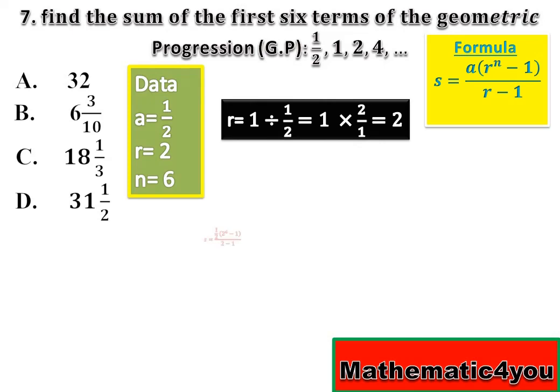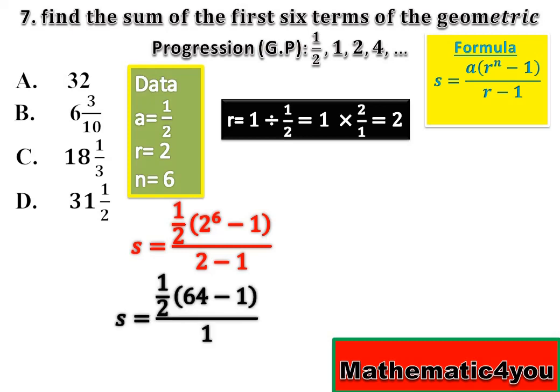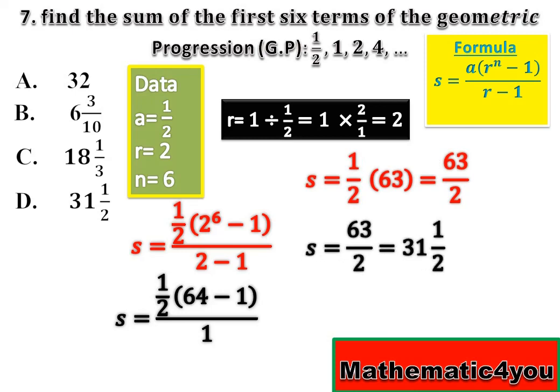The next thing you're going to do, by using the formula, you see the first term a is equal to 1 over 2, the common ratio is 2, and n is equal to 6, so 1 over 2 times (2 to the power 6 minus 1) over 2 minus 1. If you further simplify this, you're going to get 1 over 2 times (64 minus 1) over 1. 64 minus 1 is 63. If you multiply half times 63, it will give us 63 over 2. If you further simplify this, you're going to get 31 and 1 over 2. So the right option here is option D.